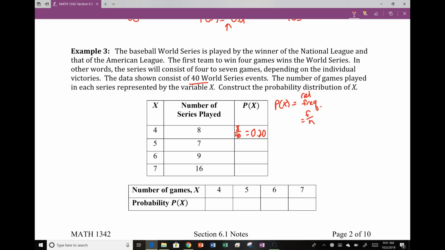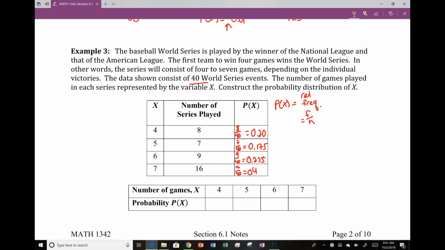Now for the probability of 5 games being played, I'm going to take 7 and divide by 40. And I'm going to get 0.175. I'm going to continue this with 9 divided by 40. That's going to be 0.225. And then 16 divided by 40. That's going to be 0.4.